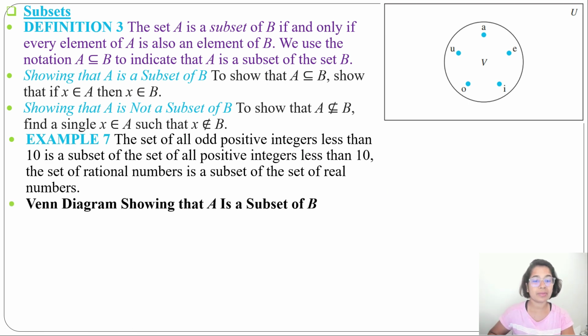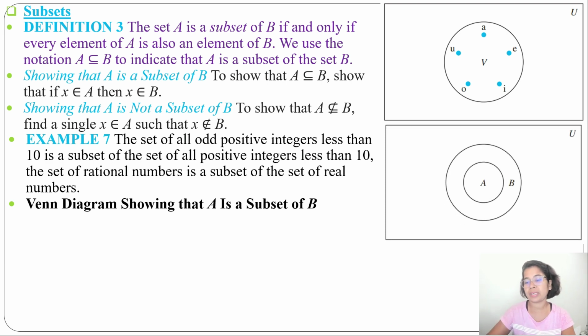How will you represent subset in a Venn diagram? Let A be a subset of B, that we can represent like this. Here A is a subset of B.